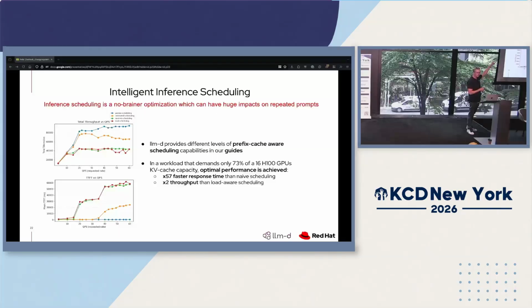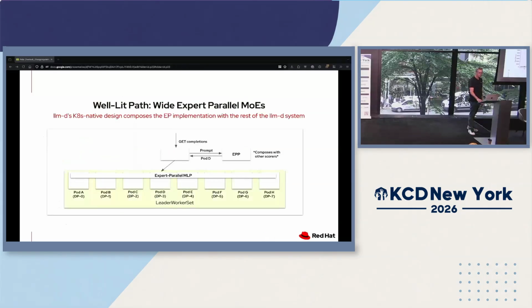But that blue line up above, that's actually tracking our precise scheduling path. So in this workload benchmark, this is 16 H100s. Obviously, the difference is night and day. It's a 57x faster response time on TTFT.